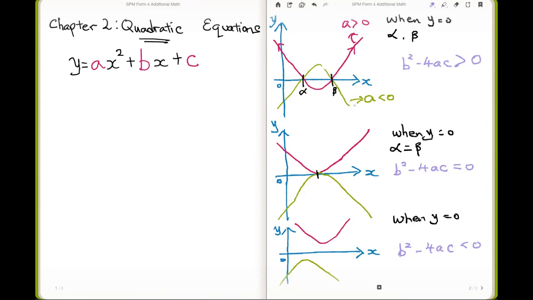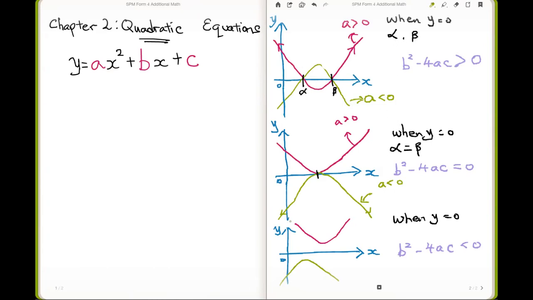Whether it is a U curve or an n curve depends on the a value of the equation. In this case, a must be more than 0, whereas if it is an n curve like this, your a must be less than 0 because it points towards the negative y value. It helps you to remember.